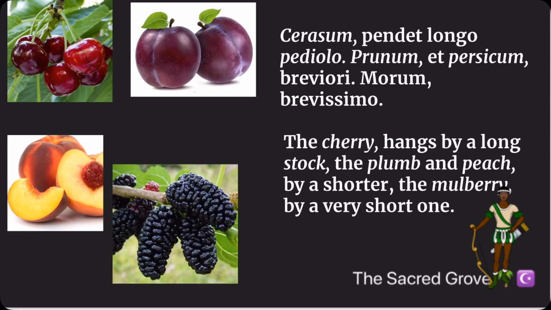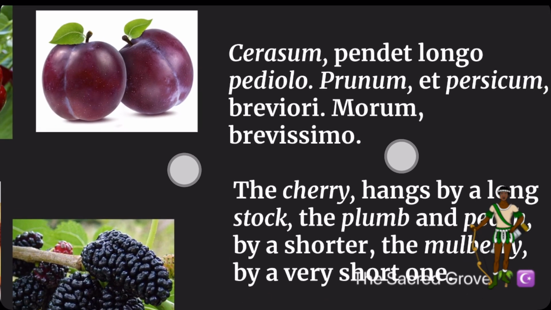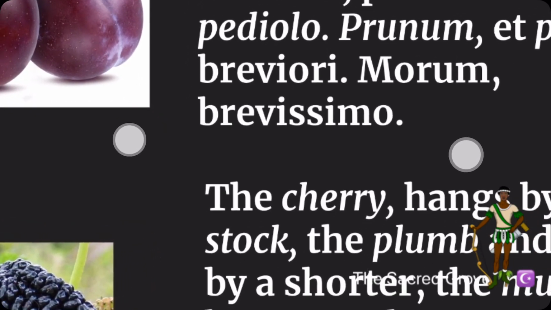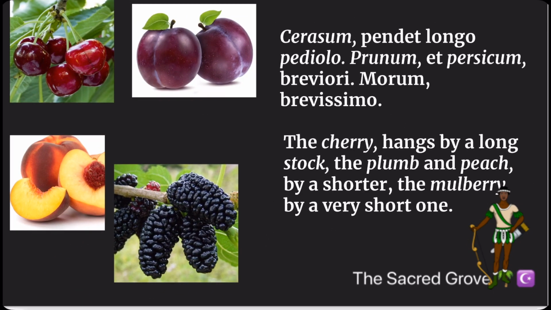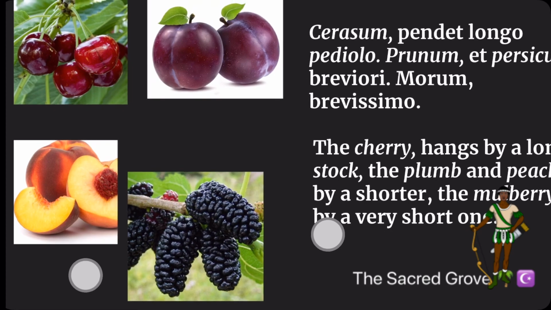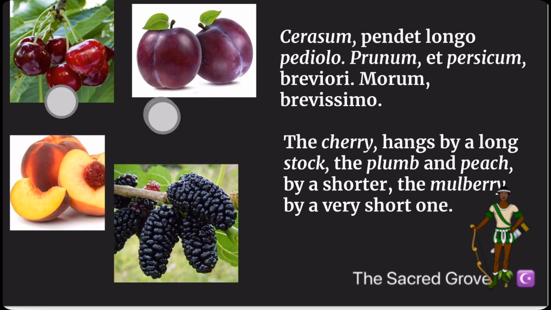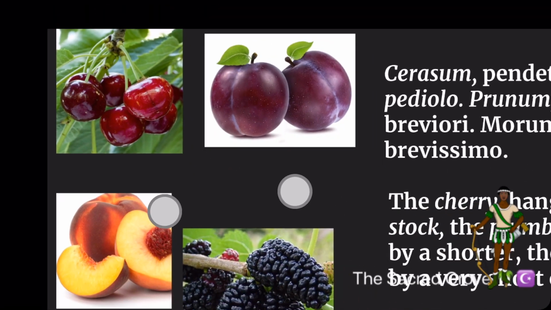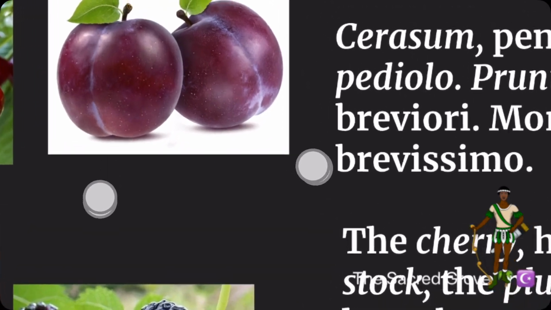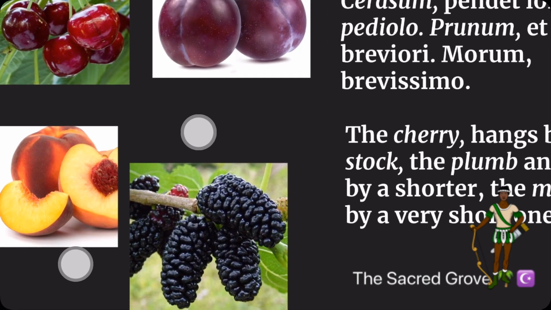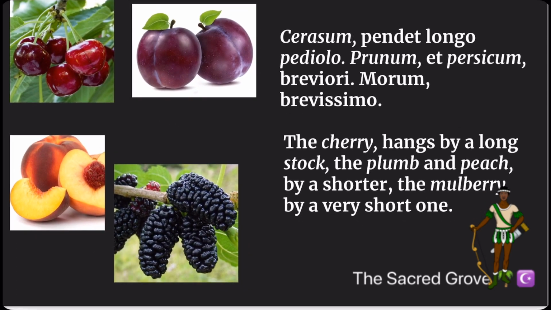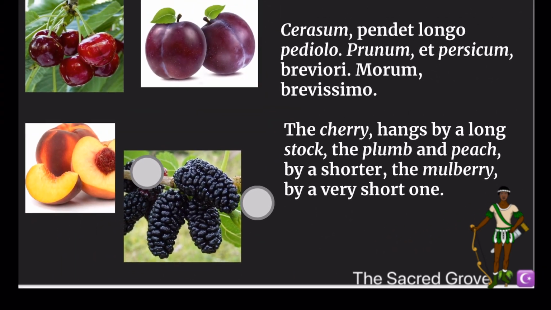So we're dealing with great, greater, and greatest. We're dealing with that in Latin. It's brevis, short, breviori, shorter, brevissimo, shortest. And the fruits: cerasum, the cherry, and the prunum, the plum, and the peach, persicum, and the morum, the mulberry.